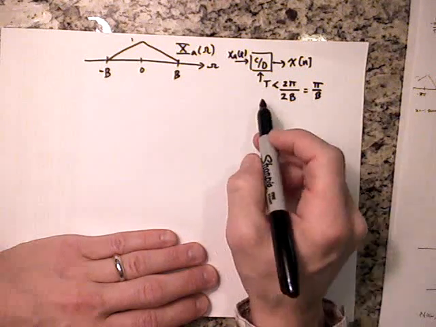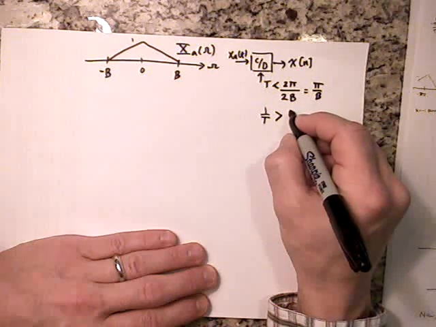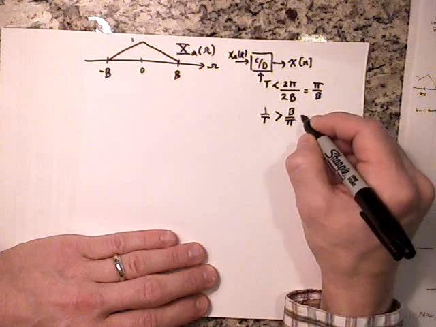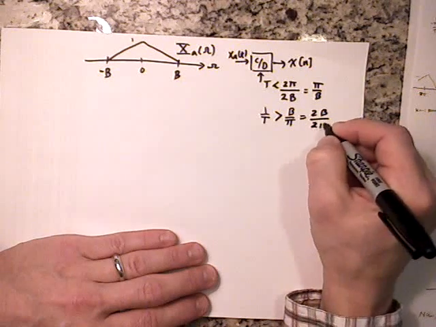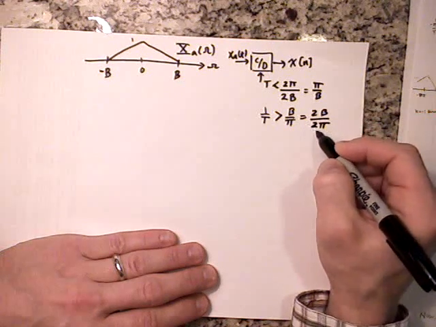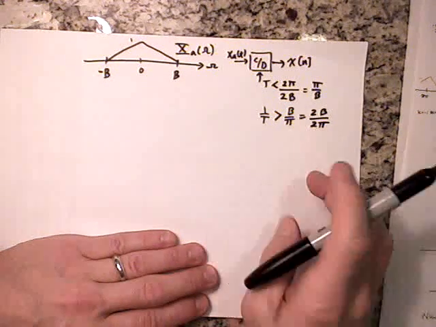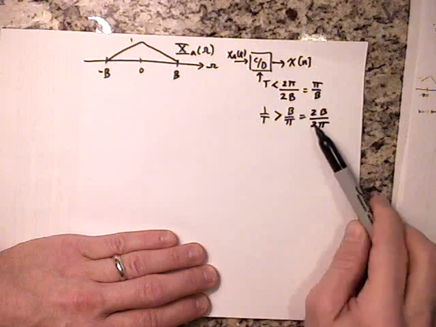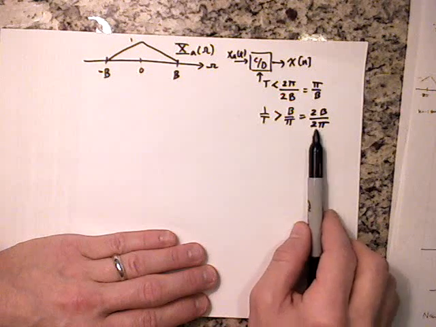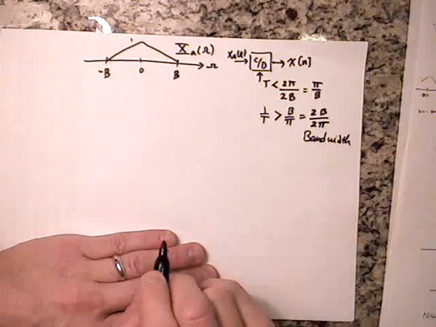pi over b. In other words, if 1 over t is greater than b over pi, this is just the same thing as 2b over 2 pi. This is the width of the spectrum of x sub a in hertz. 2b is the width of the spectrum in radians, but if I divide by 2 pi, I get it in hertz. So I need 1 over t to be greater than the spectral width of the signal, or the bandwidth of the signal.